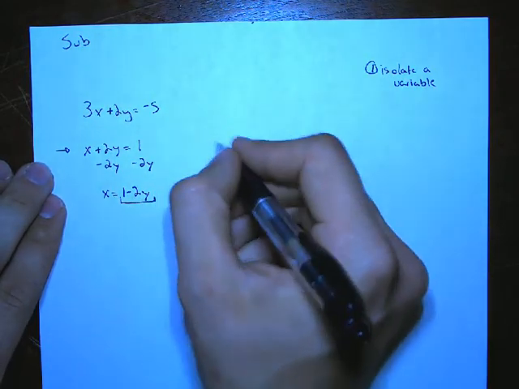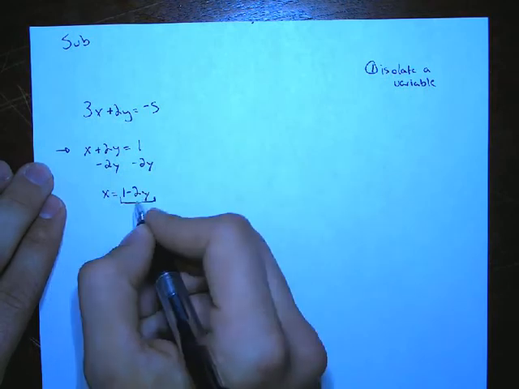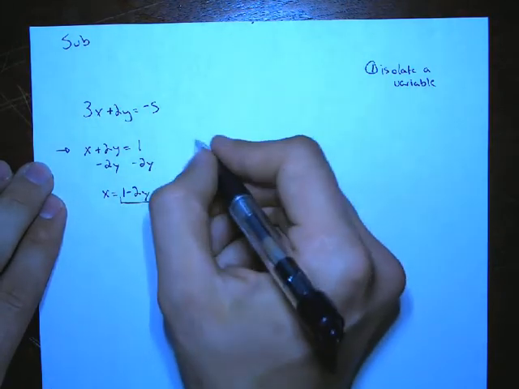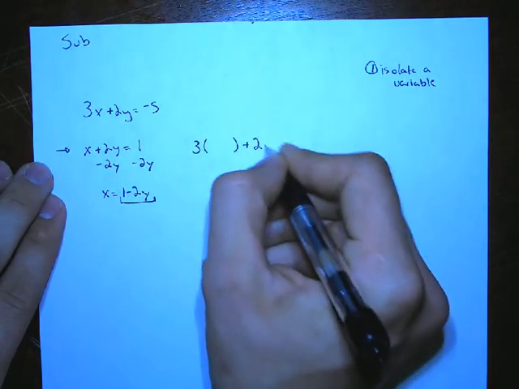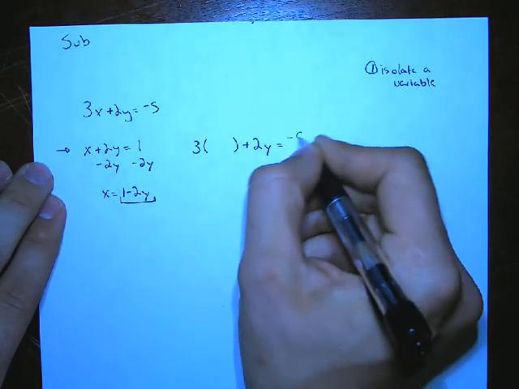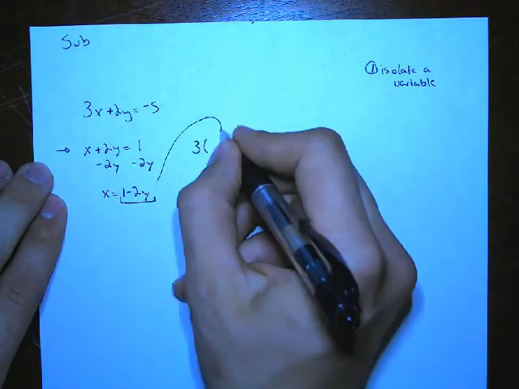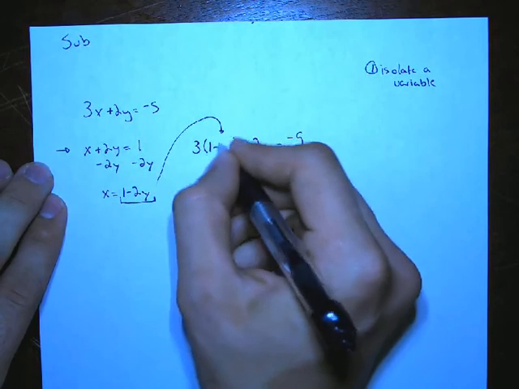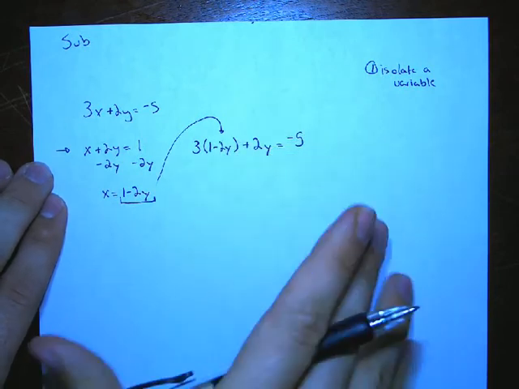Now that I've got x isolated, I'm going to take this value I have for x, 1 minus 2y. And in this equation, I'm going to replace x with this value because they are equal. It says so right there. X is equal to 1 minus 2y. So I've got 3x plus 2y is equal to negative 5. And instead of x, I'm going to substitute this value. So 1 minus 2y.